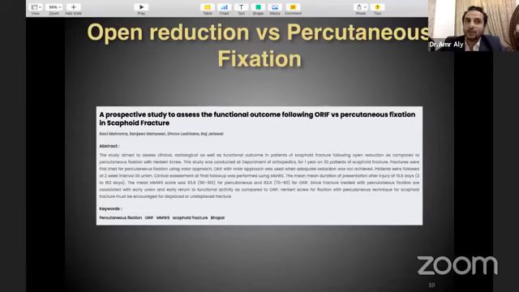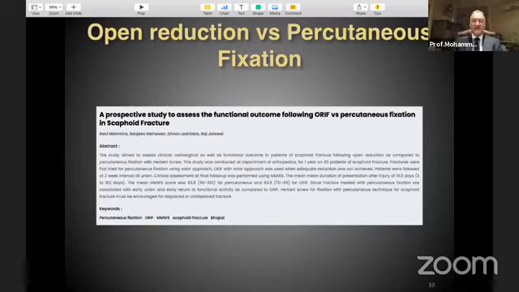But I have just a question to Professor Muhammad. What are the tips and tricks of closed reduction of a displaced scaphoid fracture and percutaneous pinning or percutaneous fixation, sorry? Thank you very much for the question, Dr. Amr, and it's a very vital thing. Like any fracture in the body, if you do not have a correct anatomical reduction, do not accept closed reduction or percutaneous fixation, go for the open.